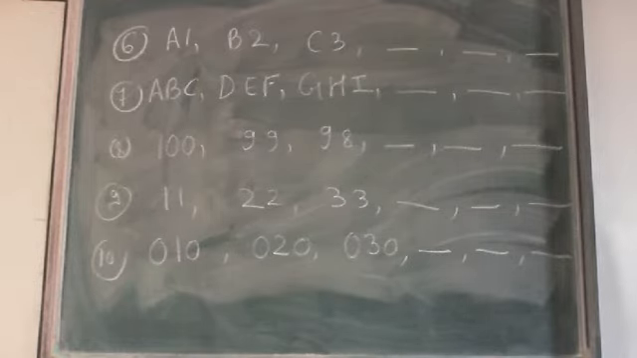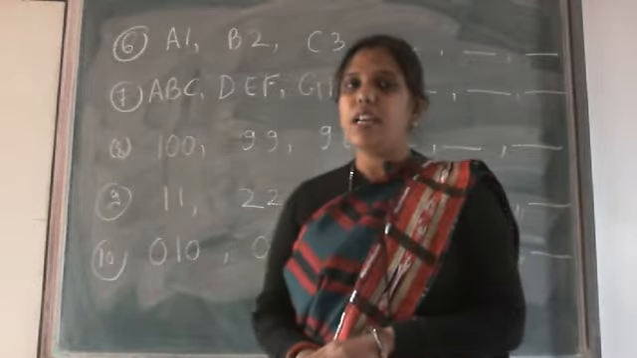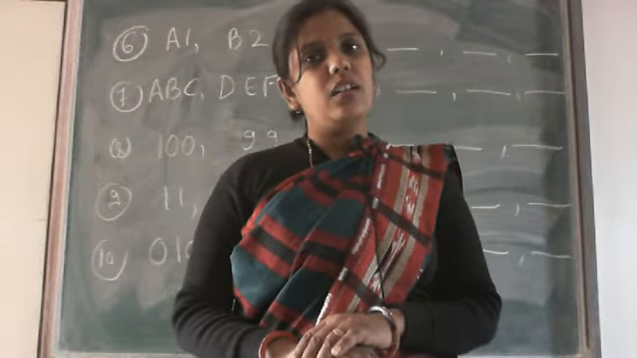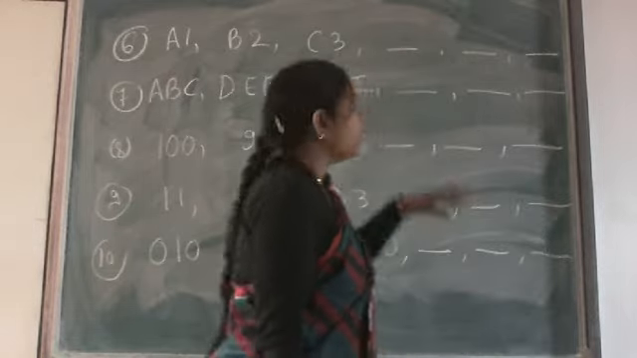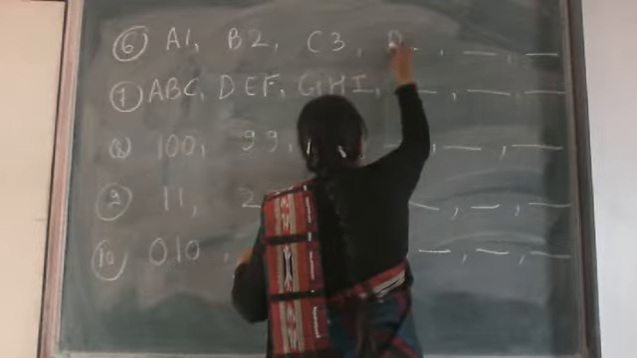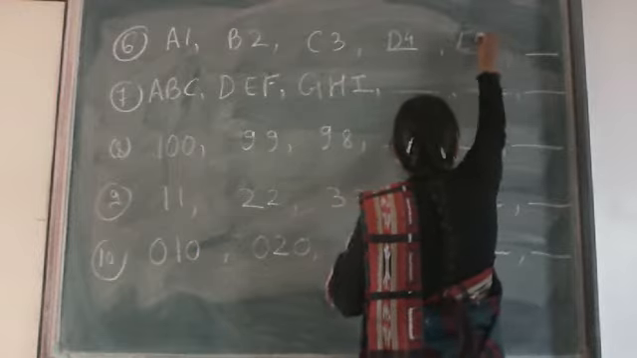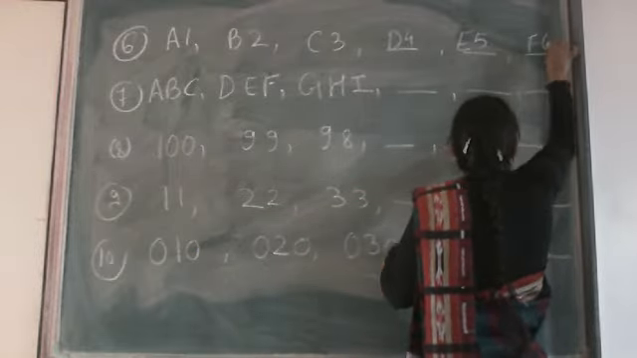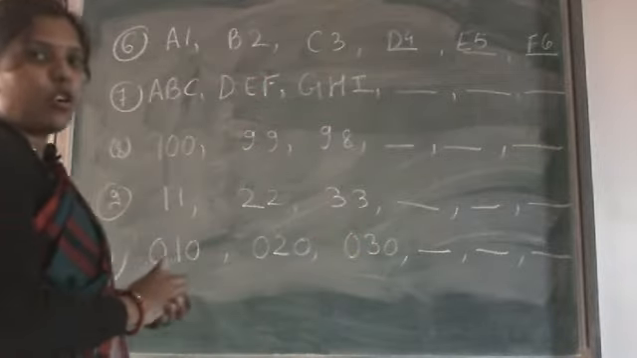Now check your answers. The first is A1, B2, C3. Alphabets and numbers both are written together in the same sequence, in the same order, one by one. So what will be the next? A1, B2, C3, D4, then E5, very good, and F6. That means one letter and one number. Write fast, copy fast from the board.